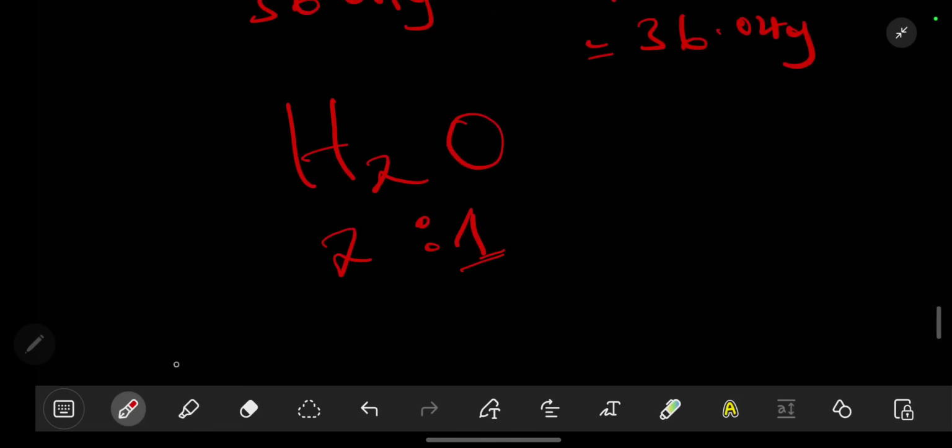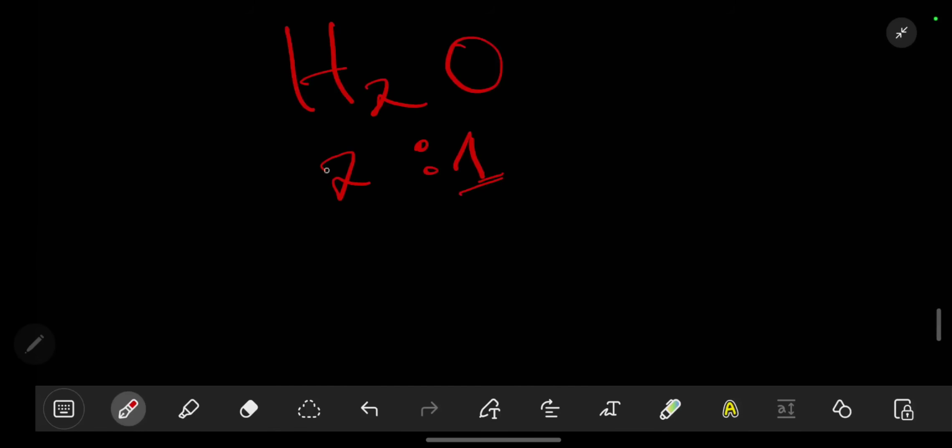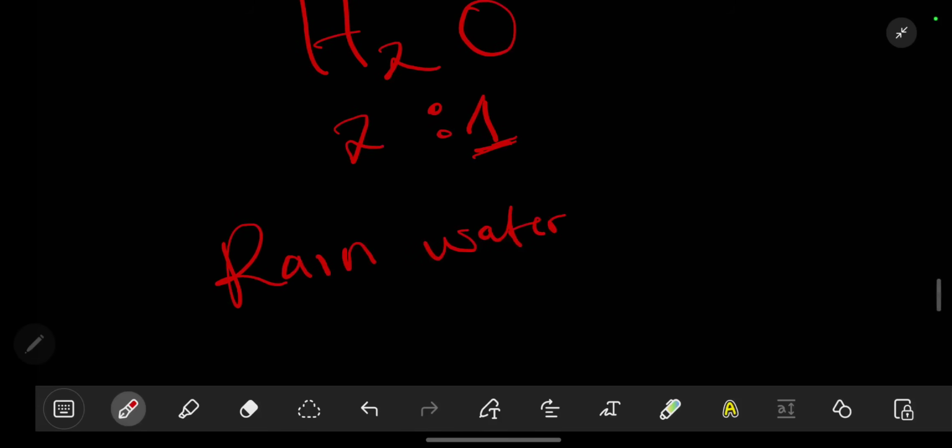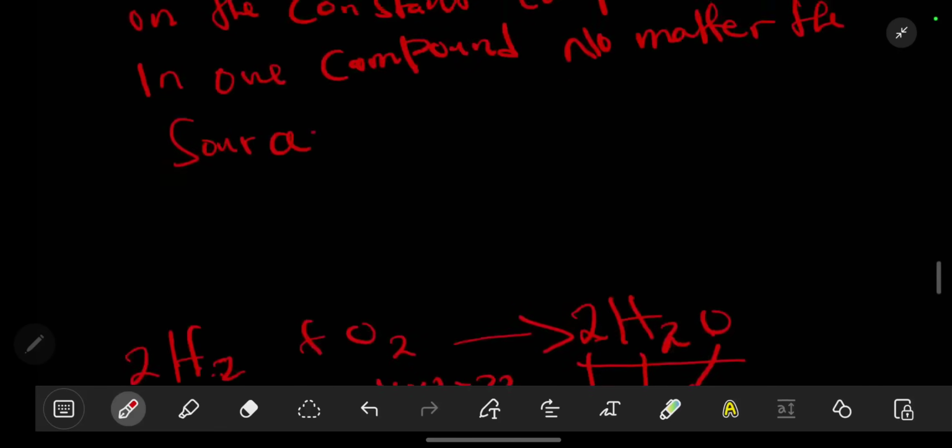As long as it is a pure substance, it will always have the same fixed proportion by mass. So for example, if you have water again, say rainwater that has been purified, it has to be a pure substance. It is still going to have 2 parts of hydrogen and 1 part of oxygen. So that's the law of constant or definite proportion.